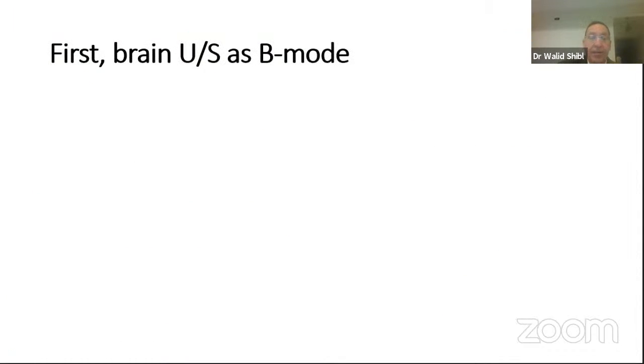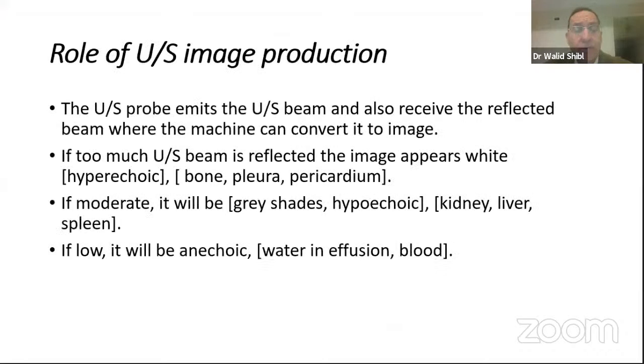First, brain ultrasound as B mode. For the doctors here who are not used to using ultrasound, I need to talk briefly about the physics. What is the B mode? Use of brain ultrasound as B mode means we use the brain ultrasound to look at the brain tissue, to see the brain tissue.